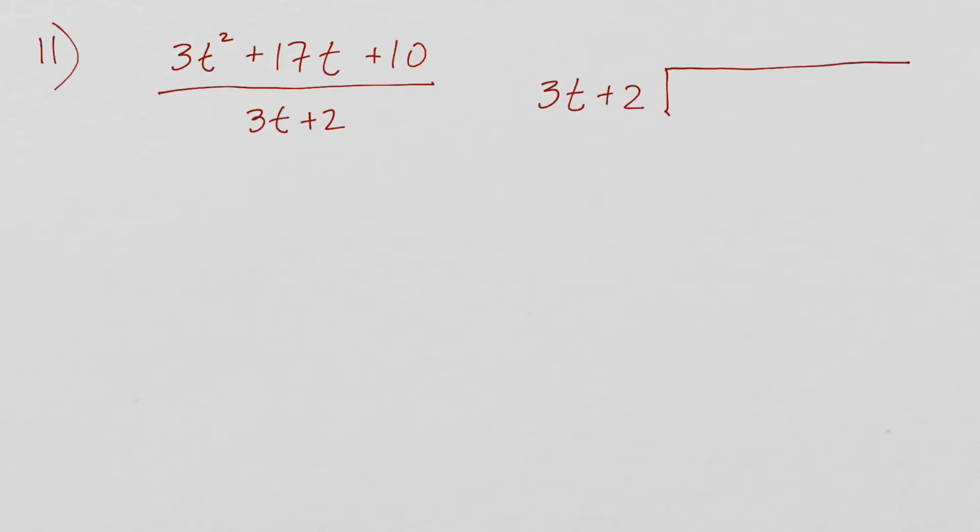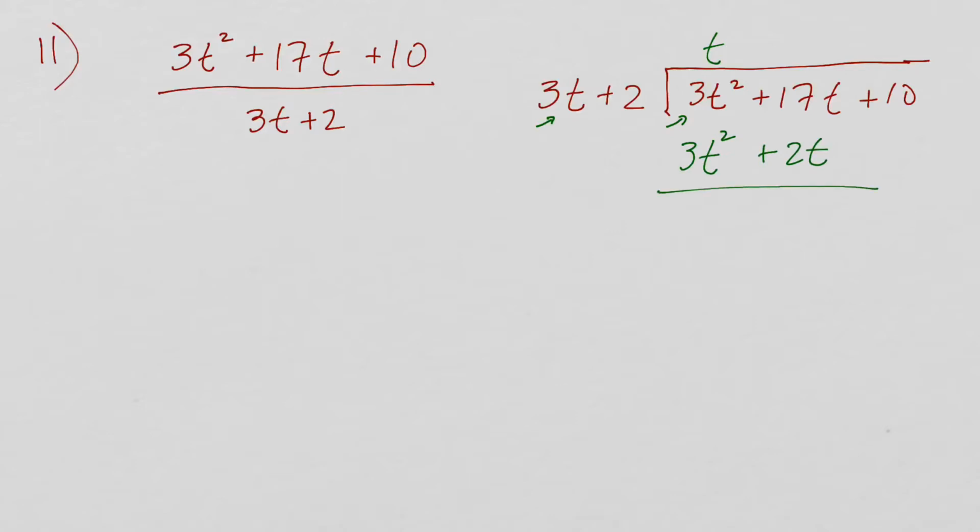Okay, so here we're going to put the bottom into the top, 3t plus 2, and we'll put this into 3t squared plus 17t plus 10. All right, now I only look at these first items, and I have to multiply this by a t, and when I do that, I'll get 3t squared plus 2t. And now I'm going to subtract. I subtract and I get 15t. Now that I'm done subtracting, I drop down my plus 10.